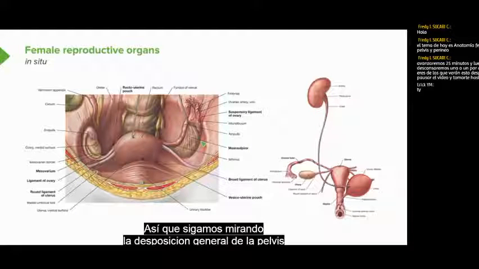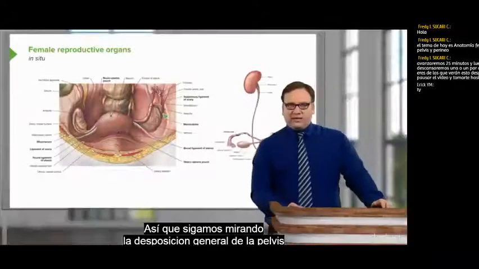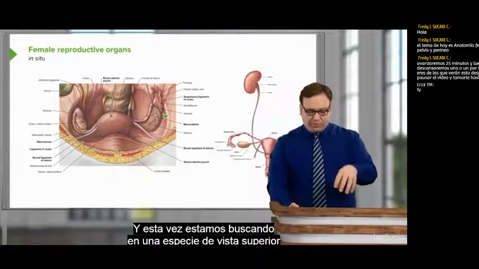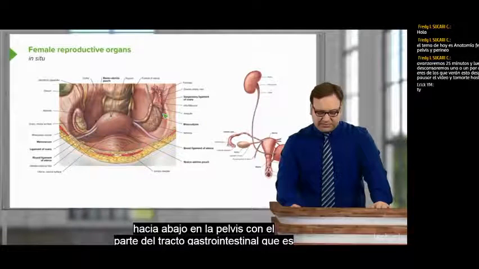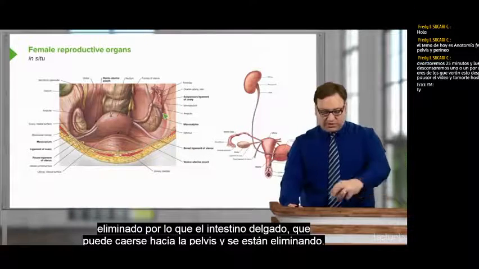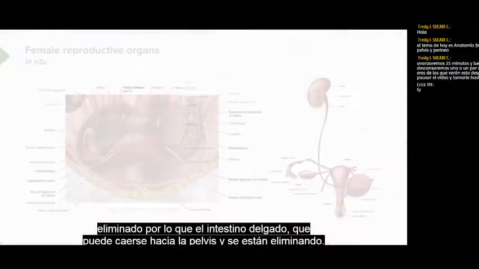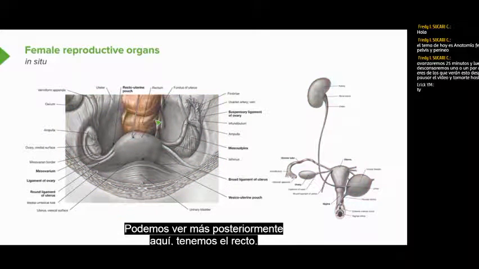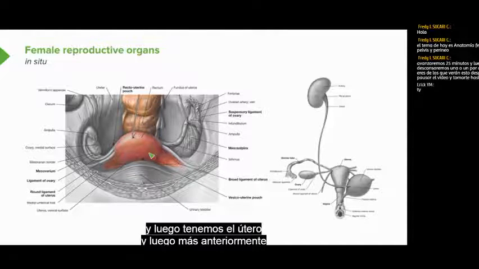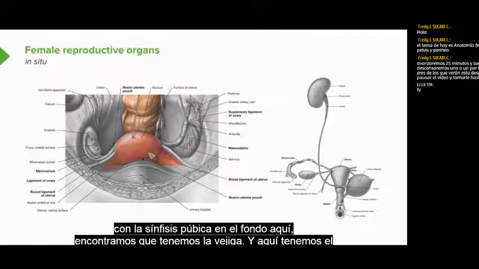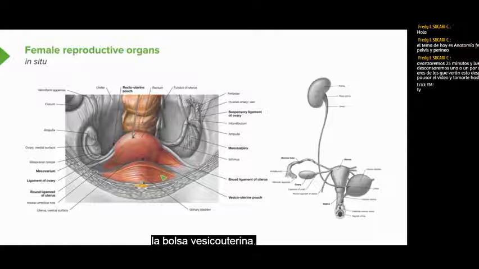So let's carry on looking at the general disposition of the pelvis. And this time we're looking at a kind of superior view down into the pelvis, with the parts of the gastrointestinal tract being removed, so the small intestines which may drape into the pelvis have been removed. We can see most posteriorly here we have the rectum, so here we find this space will be our recto-uterine pouch, and then we have the uterus, and then most anteriorly, with the pubic symphysis being deep down in here, we find we have the bladder, and here we have the vesico-uterine pouch.